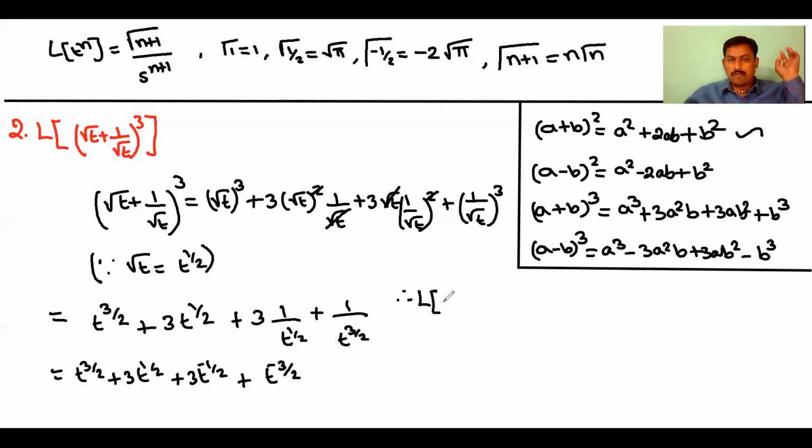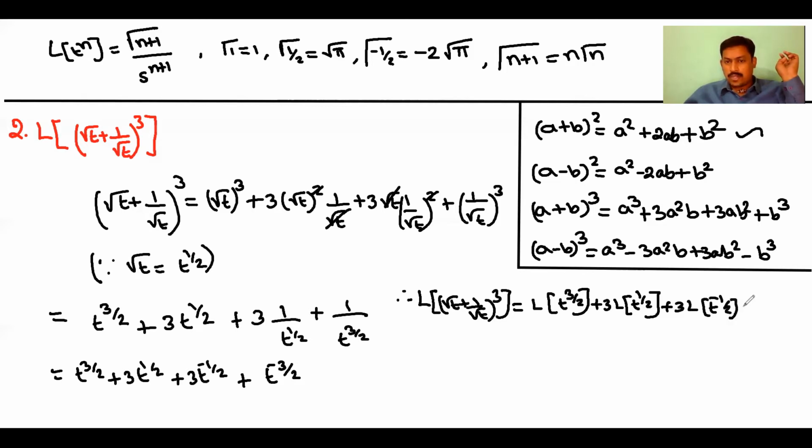Therefore L of (root t plus 1 by root t) whole cube equal to, we can write L of the first term, t power 3 by 2, plus 3 is constant, take it out. Second term is L of t power half. Third term is 3 into L of t power minus half. The last term is L of t power minus 3 by 2. Okay, so now it does look like fraction form.